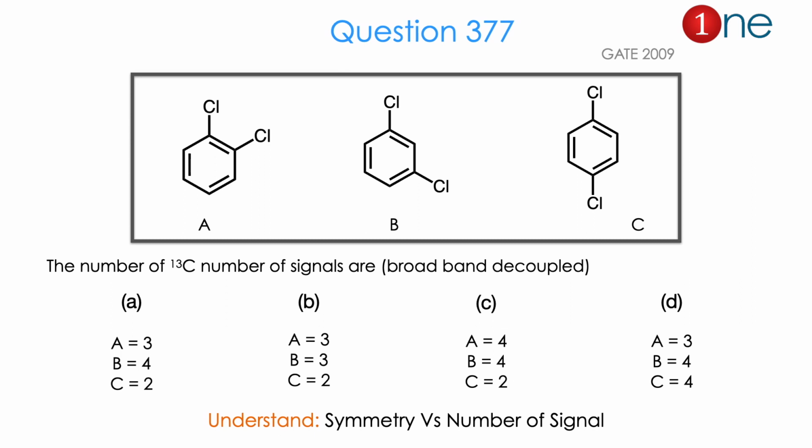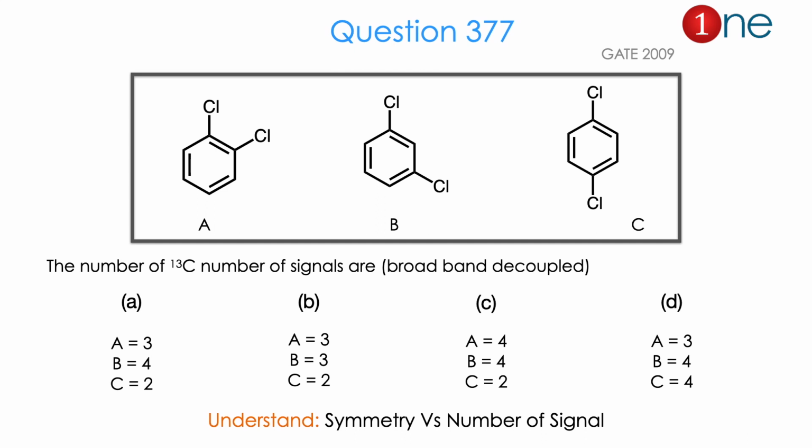Then let us look at the next question. They gave 3 different isomers. They are structural isomers. A is orthodichlorobenzene, B is metadichlorobenzene, C is paradichlorobenzene. 3 different chlorinated compounds. Here they are asking the number of C13 signals. You have to find it from broadband proton-decoupled NMR.